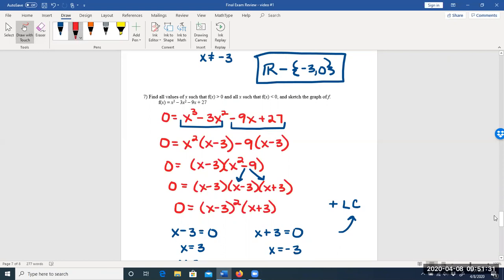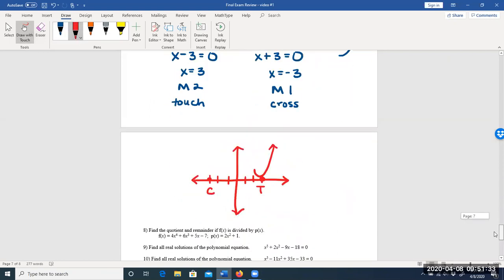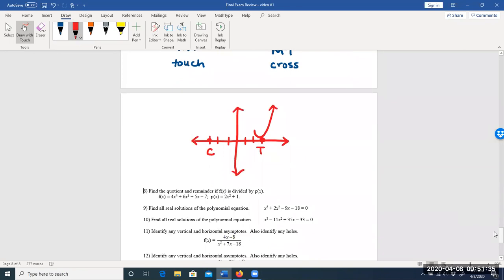So as I'm graphing, this is going to go all the way up here to wherever 27 is. I'm going to cross over here. So let's say this is 0, 27 way up there. Let me make this a little bit better here.